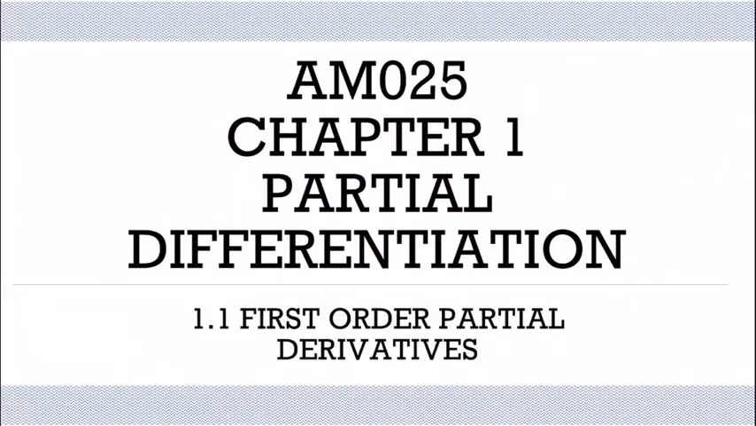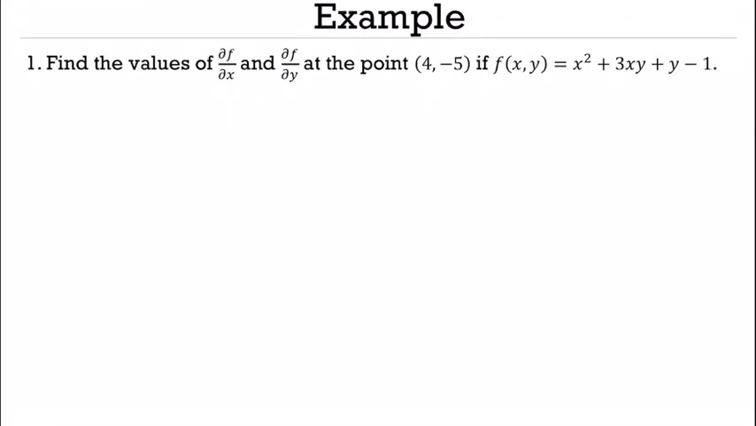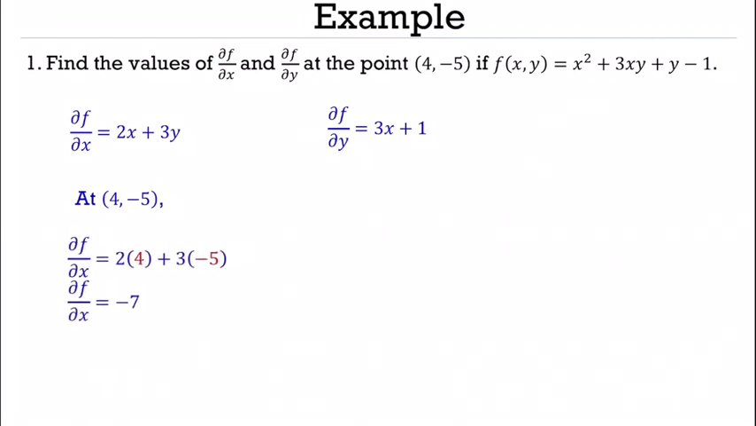In this video, we will continue about first order partial derivative. In this question, we want to find the values of del f del x and del f del y at the point (4, -5). So we find del f del x first by differentiating those terms which have x, and it equals 2x plus 3y. Then differentiate the terms which have y and we get del f del y. To find their values at the point (4, -5), we substitute this point into the first order partial derivatives.